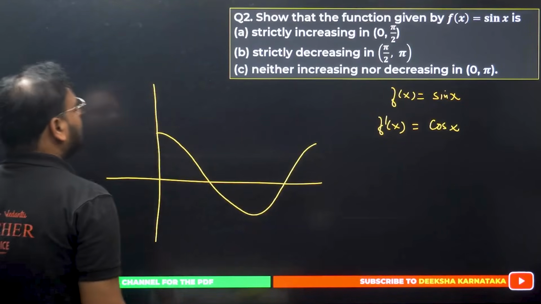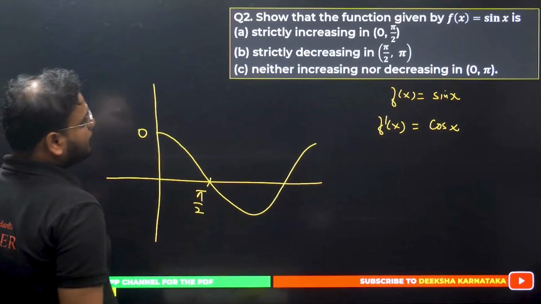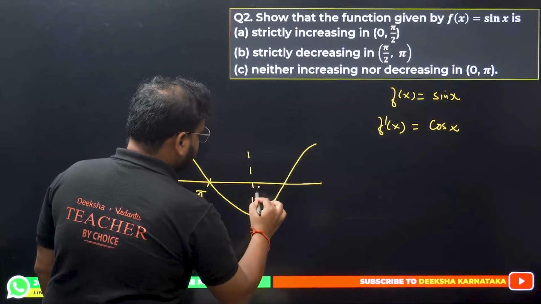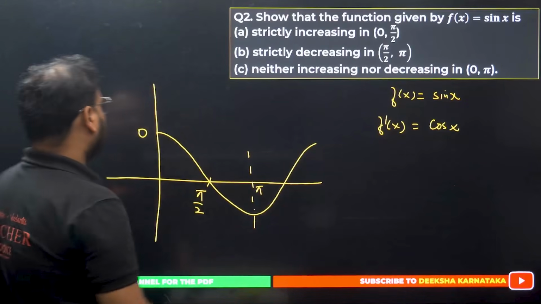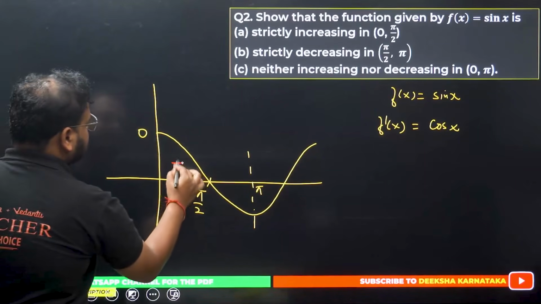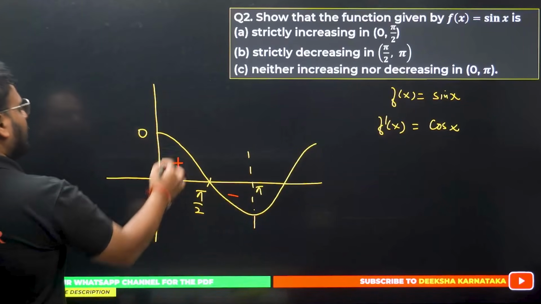We want till pi only, so this is 0, pi by 2, and this is pi. Now understand this. So what I have so far, I have here 0 to pi by 2 positive, pi by 2 to pi negative. Okay, what is the meaning of this?